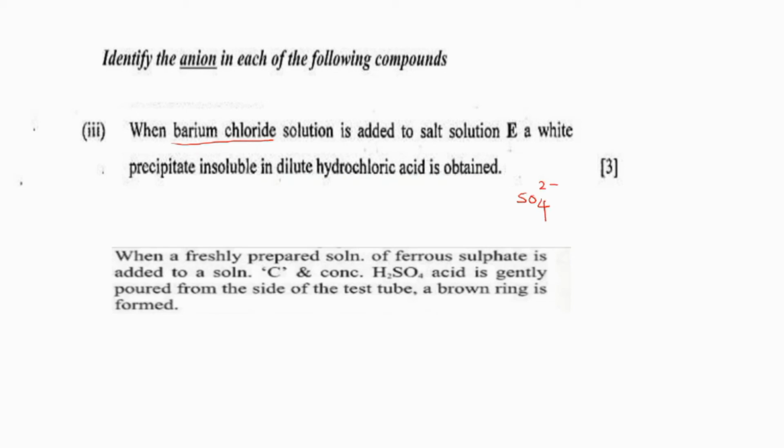Read the next one. When a freshly prepared solution of ferrous sulfate is added to solution C and concentrated sulfuric acid is gently poured from the sides of the test tube, a brown ring is formed. So in this case, which will be the anion present in the solution? Okay. So this question is related to the brown ring test, right? Brown ring test is used for detecting the presence of nitrate ion, NO3- ion.